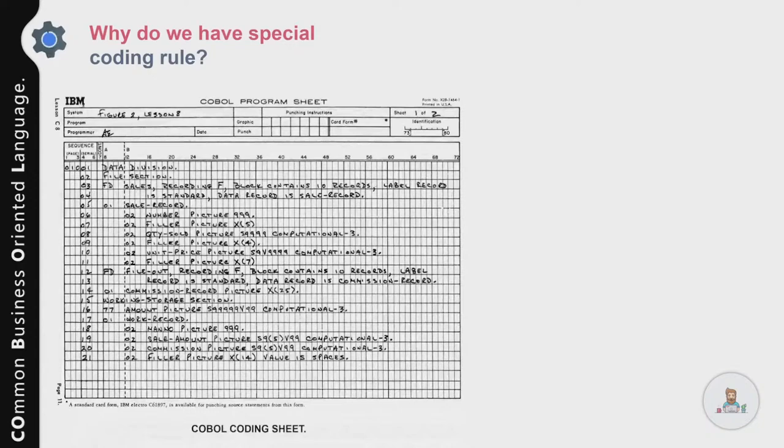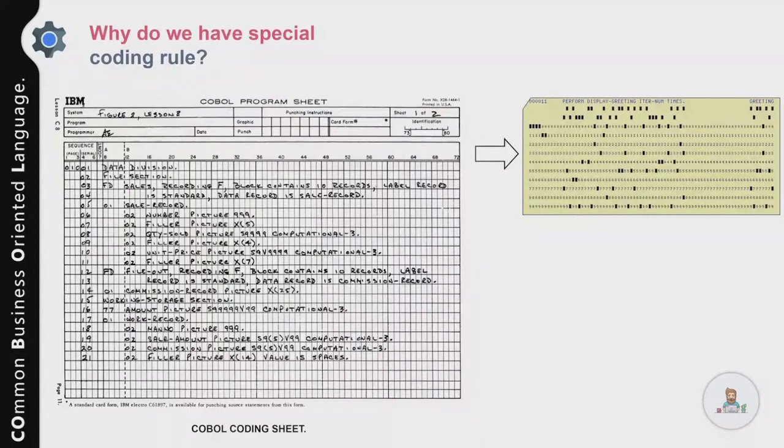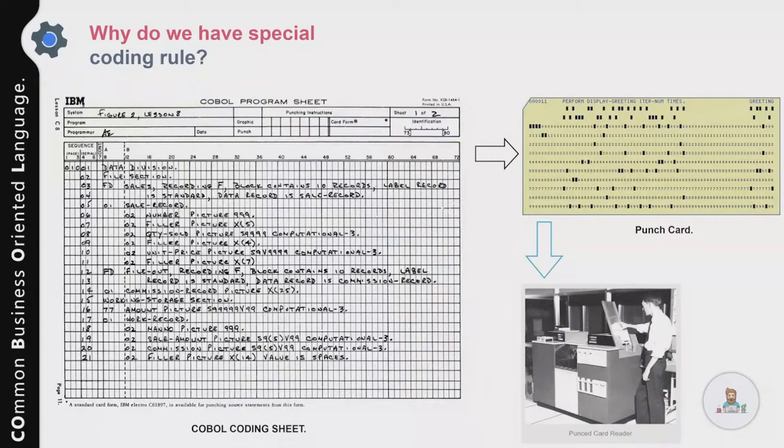Now let me summarize the entire process which was followed during the 1960s or 70s to write a COBOL program. Let's say you want to write a COBOL program. In that case, you will use a coding form or COBOL coding sheet, and on this sheet, you'll write your COBOL program. After that, you'll pass your COBOL program to a punch card operator for transferring that into punch cards. And then submit it to a computer operator to load it into a computer using a punch card reader.